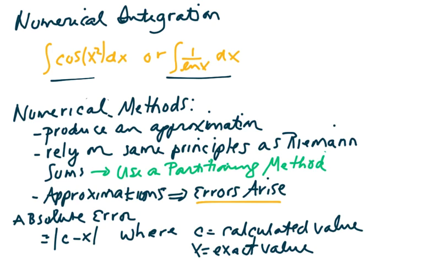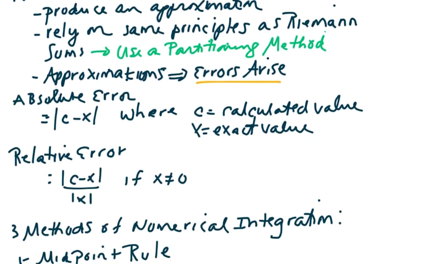These numerical methods are basically relying on the same principles as Riemann sums, where you're using a partitioning method. So let's do a quick little summary on the error analysis that you'll do for the lab. You're going to basically be computing the absolute errors. We're not going to worry about the relative error. But I wanted to make sure you understood the different kinds of error.